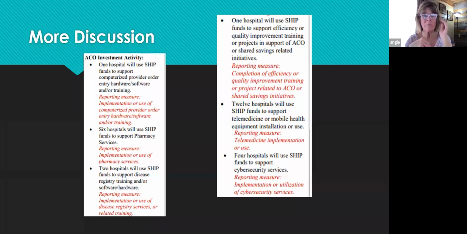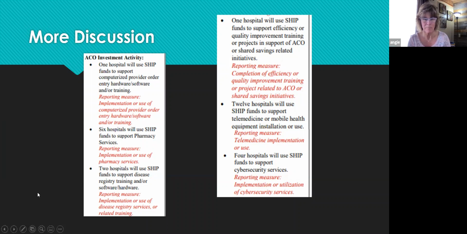But again, if they are part of a shared savings program or an ACO, they have all that right at their fingertips. So it's not extra reporting, it's already being done. So we can look at that. The 12 doing telemedicine, that's a great one as a consortium too, really looking at how did they build it, what did they build, who did they use, and really enhancing the rest of the state from that experience. And then obviously cybersecurity, utilization of cybersecurity services.